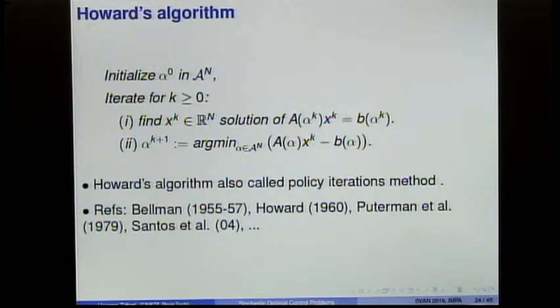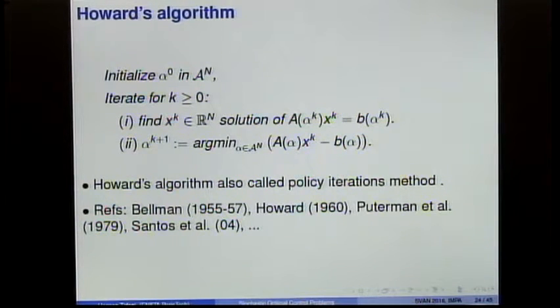You are given a policy everywhere, alpha 0, and at each iteration, you choose xk, which is a solution of this linear system for this given policy, alpha k. So you get xk, and now you improve your policy by looking at the optimal policy that minimizes this quantity with xk fixed. I call it a splitting method because you have 2 operations to do, and in each iteration you have these 2 steps separately.